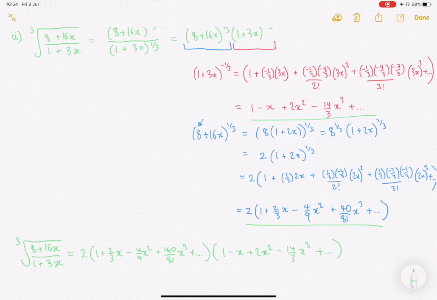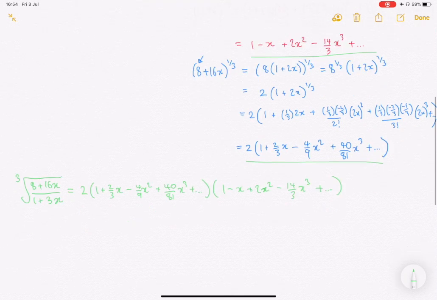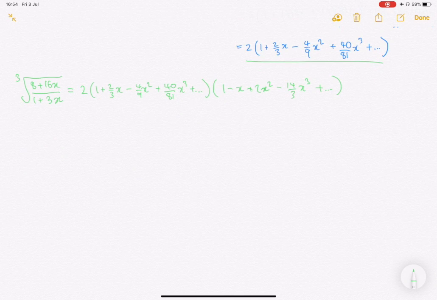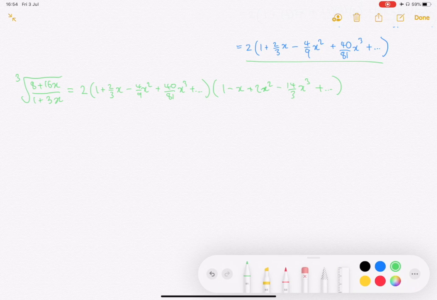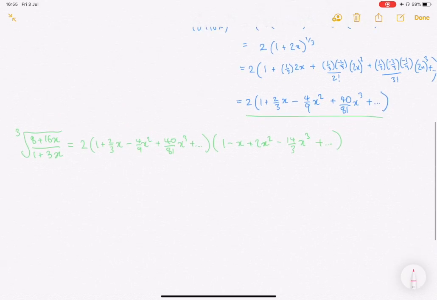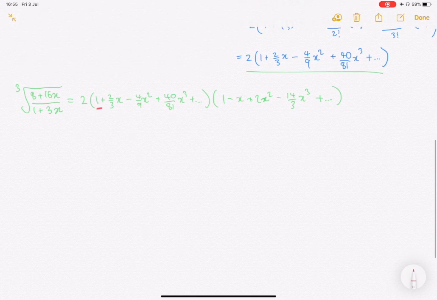And now we need to multiply this out, and this is quite a complicated thing to multiply out, but we're going to be strategic about it, because remember that we only want the first 4 terms, so we only want to get terms up to and including x cubed. So let's start with this 1 here and multiply it by everything on the right hand side. So we have our 2 lots of 1 multiplied by all of this, which is just exactly the same as it was before.